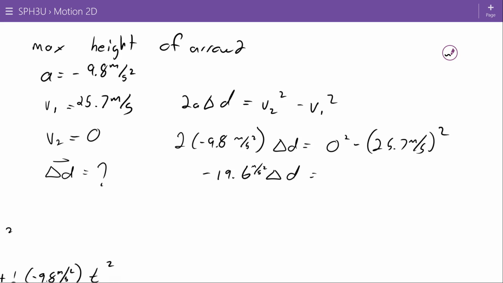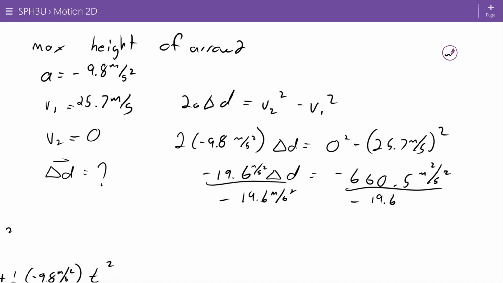And delta D, 25.7 squared is 660.5, negative 660.5 meters squared per second squared. Divide both sides by that negative 19.6. And my displacement is 33.7 meters.